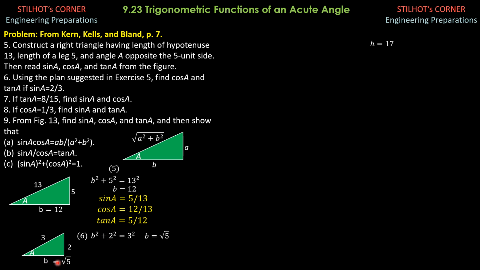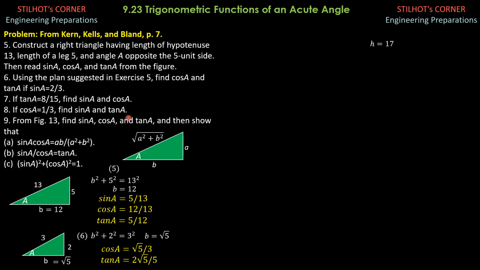We can now read cosine of A adjacent square root of 5 over hypotenuse 3. And tangent of A is 2 over square root of 5. And if we rationalize the denominator, 2 over square root of 5 is the same as 2 square root of 5 over 5. So tangent A is 2 square root of 5 over 5.